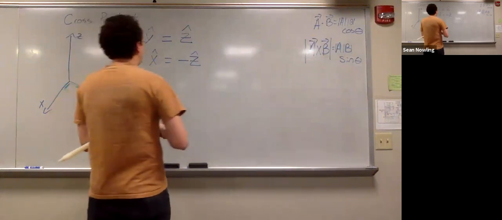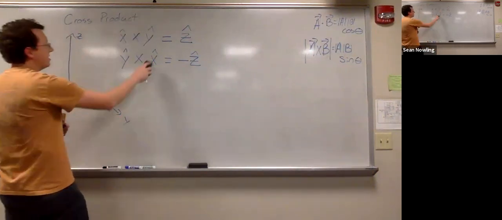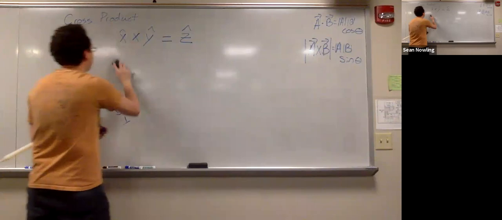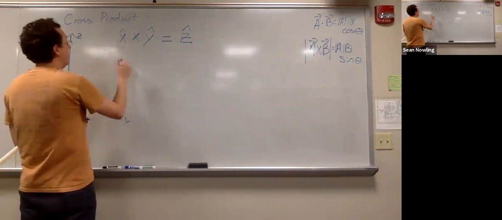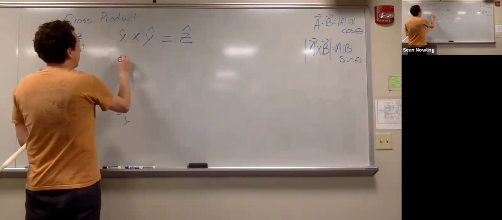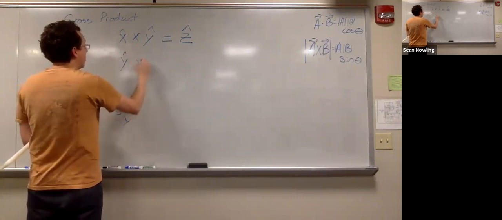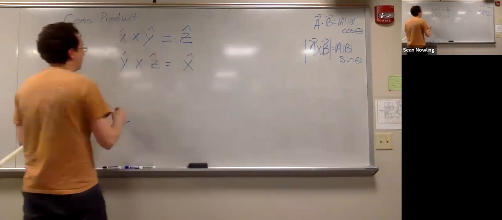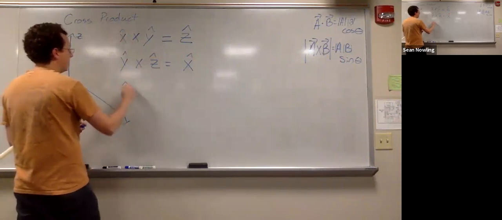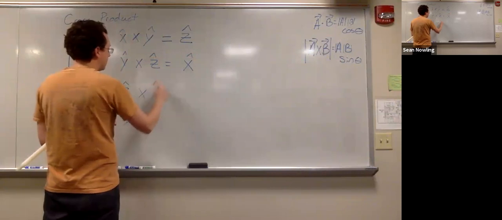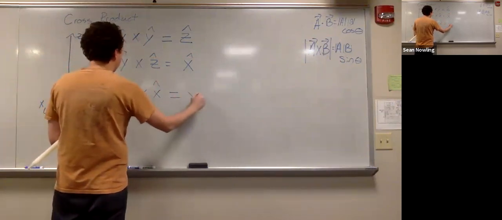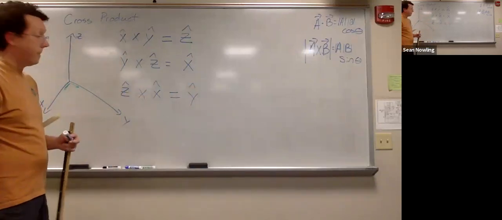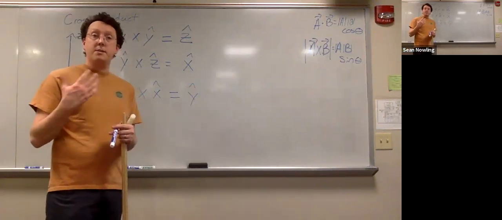All right. Similarly, if you swap two, you always get a minus sign. So the important ones are the ones that are positive. You can get all the others from that. You get that y hat cross z hat equals x hat, and z hat cross x hat equals y hat. Okay, these are the positive ones between the basis vectors.